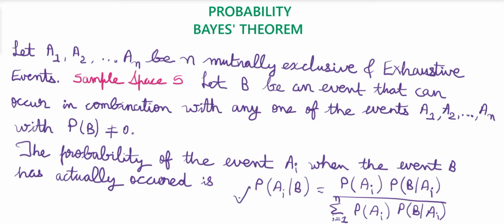In order to solve the examples, you will have to remember this formula. P of Ai given that B is equal to P of Ai into P of B given that Ai divided by summation of P of Ai into P of B given that Ai.